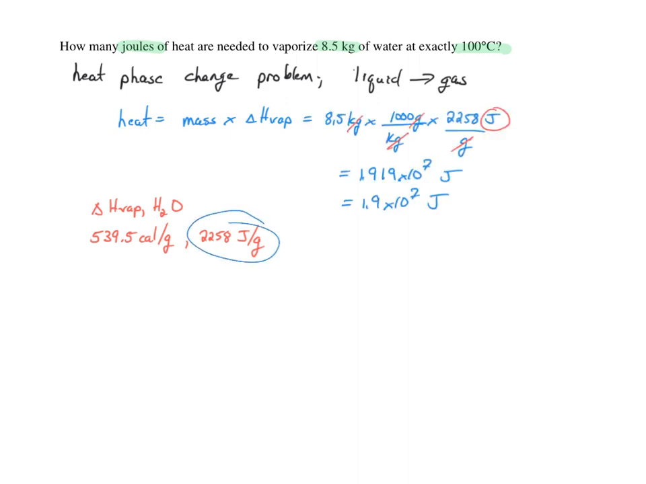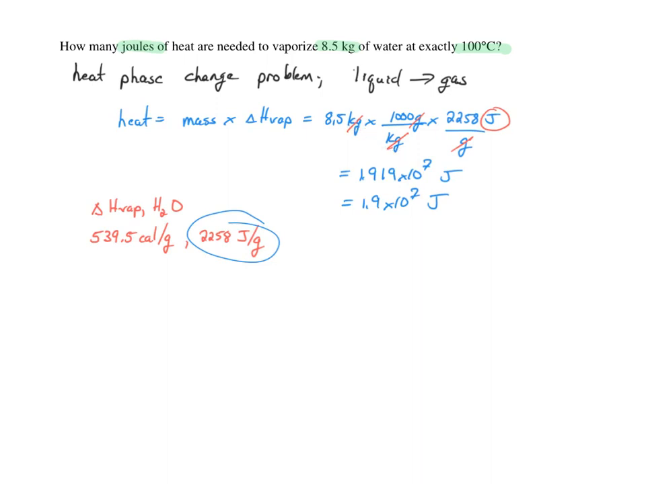We do want to be careful with unit conversions because our value in the problem is given to us in kilograms and the value of heat of vaporization is in grams. So we remember that 1 kilogram is equivalent to 1,000 grams. Kilograms needs to be in the denominator so that we can cancel these out.